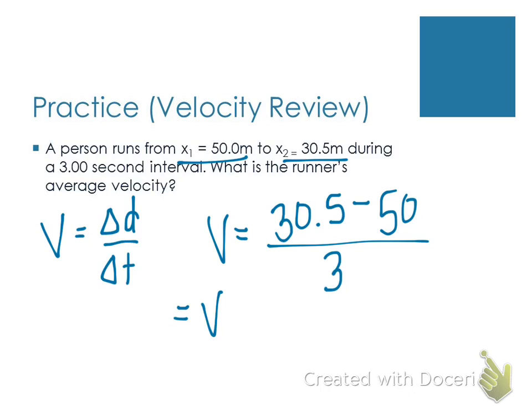Okay, so plug that into your calculator. Tell me what we get. Negative 6 point what? And our units for velocity? Meters per second. It's meters per second because our distance units or our displacement units were given in meters. Our time was given in seconds. Okay, meters per second. Very good.